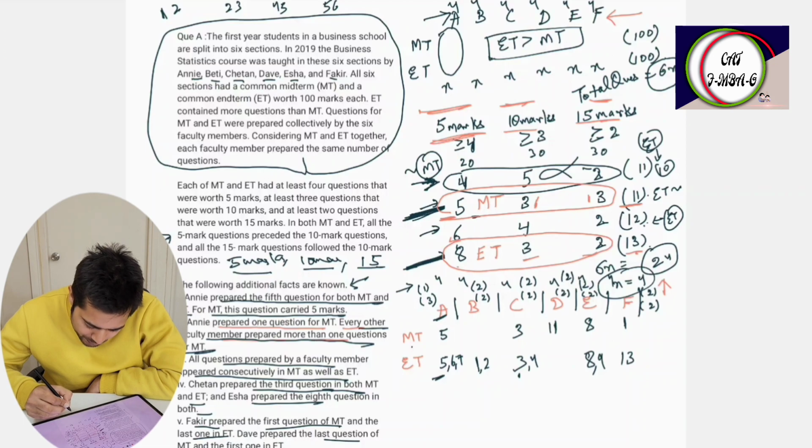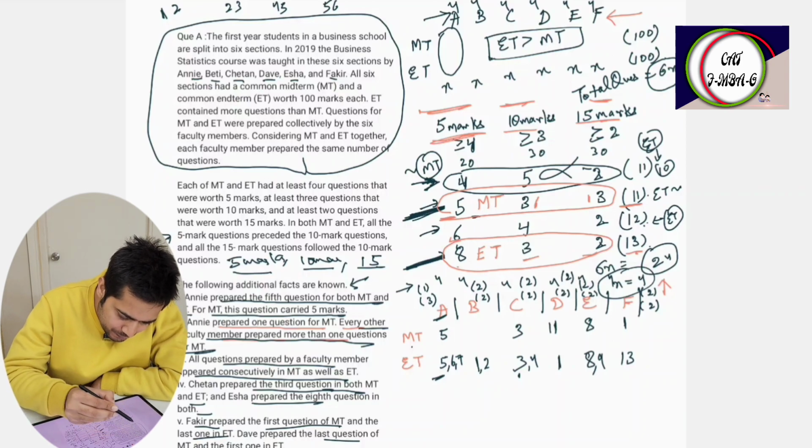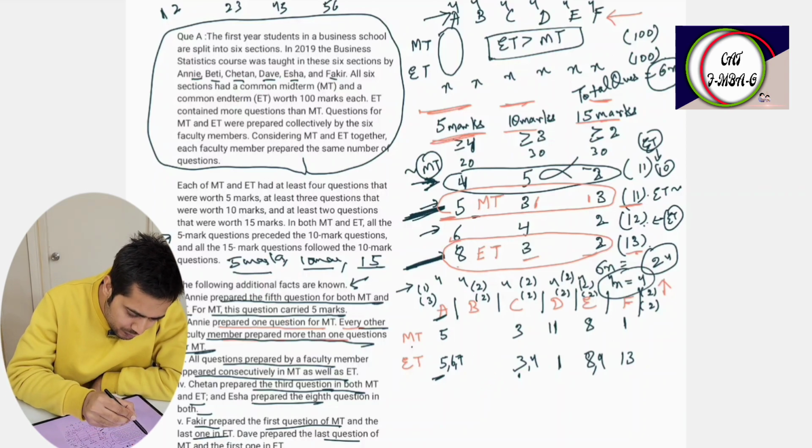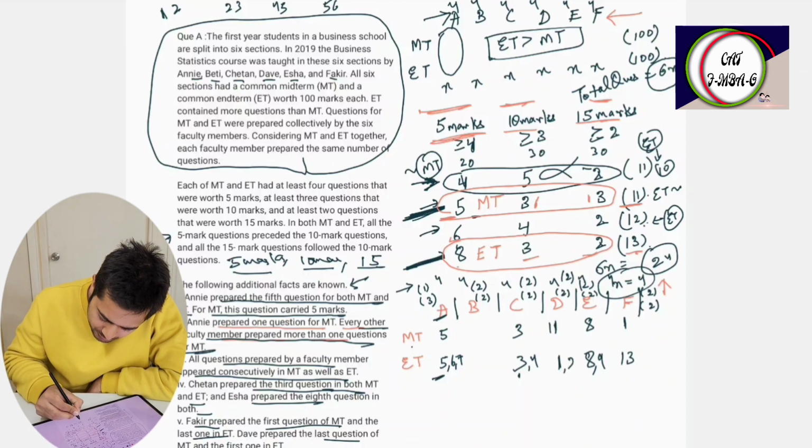Wait, let me see if I'm making some mistake. D prepared the last question of MT and the first one in ET. Okay, number 1 is here. Sorry. So 1 is here, 2 is here, 3, 4, 5, 6, 7, 8, 9, and 13 is here. So definitely 12 will also be here. 10 and 11 are left. So here.